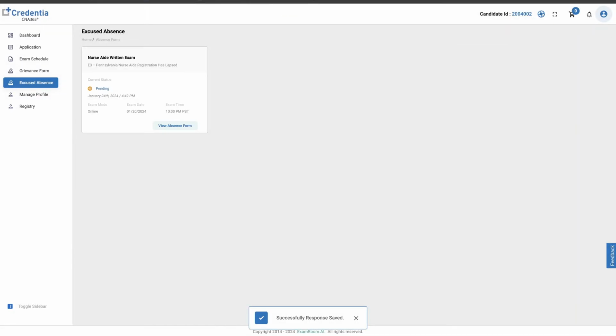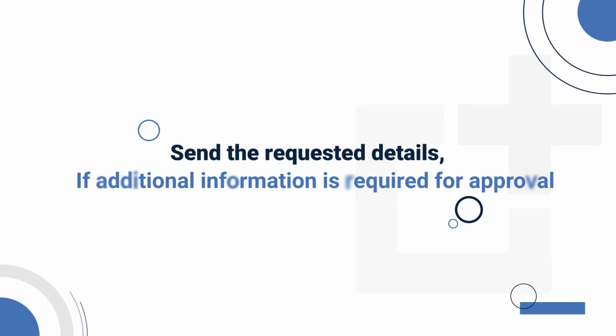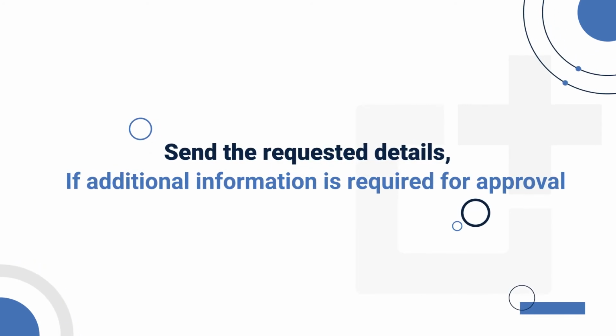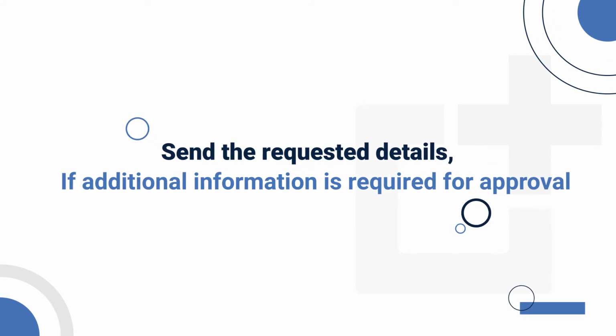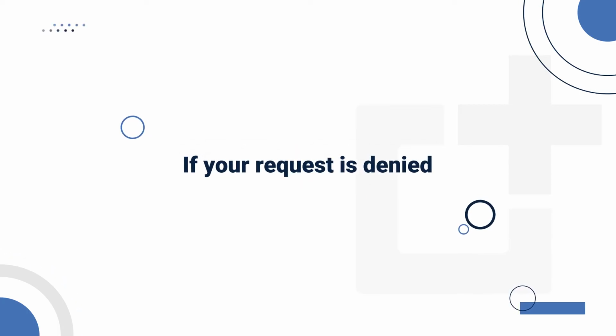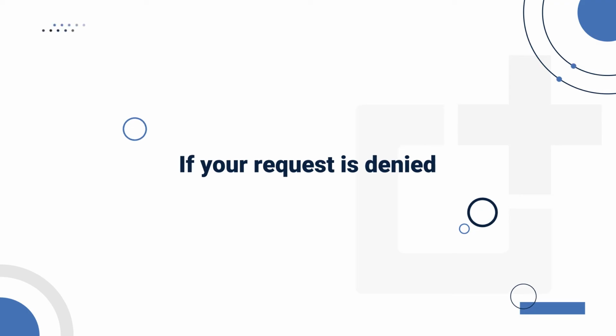After your excused absence request is reviewed, you will receive an approval or denial response by email. You may also get a request to send more info or to clarify the provided information to complete the review. If further information is required to process your request, you will receive an email with the specific additional information required to send. If your request is denied, the email response will include the specific reason for denial.